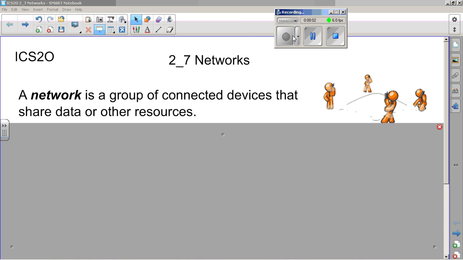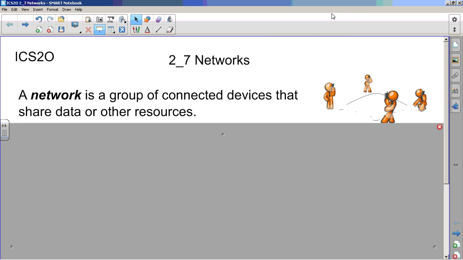Hello there, ICS2O folks. This lesson is 2.7 on networks. Hopefully you've got a word processing document fired up. You're ready to take this note.